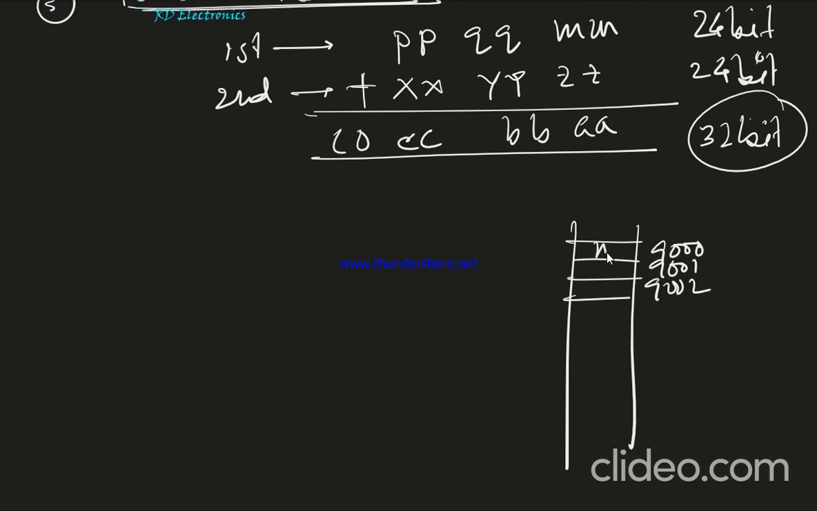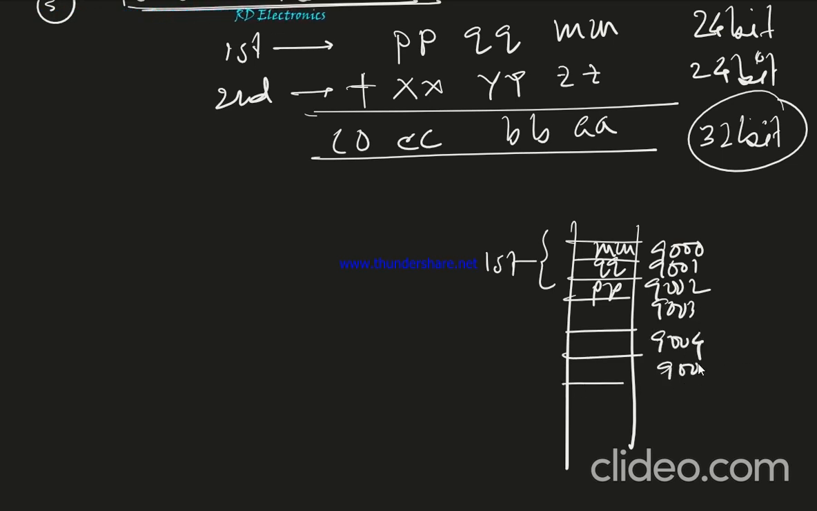First of all, here we store MM, then QQ, then PP. This is the first 24-bit number. Later there is 9003, 9004, 9005. Here we store first ZZ, then YY, then XX.